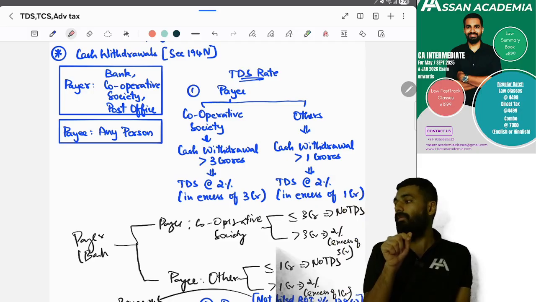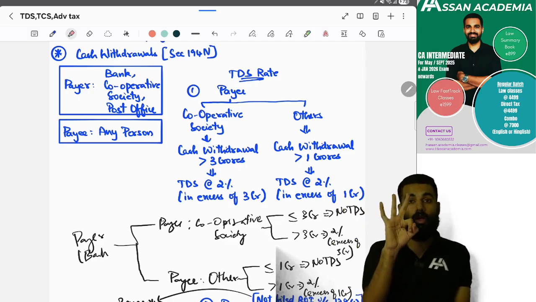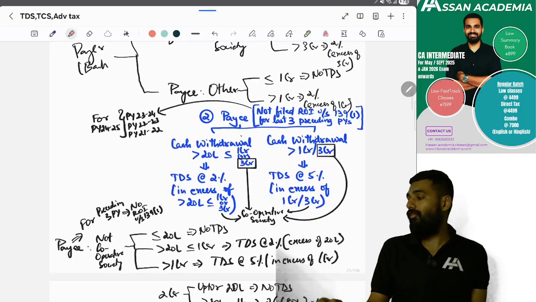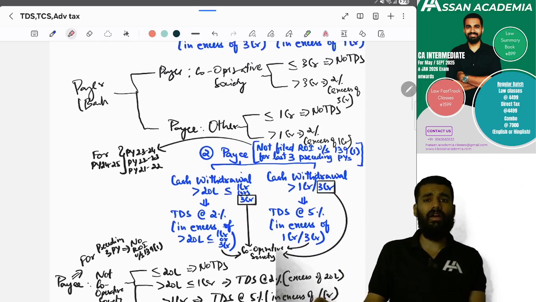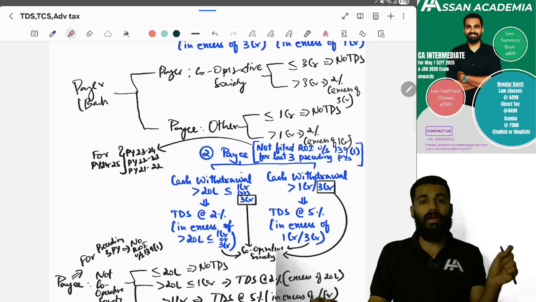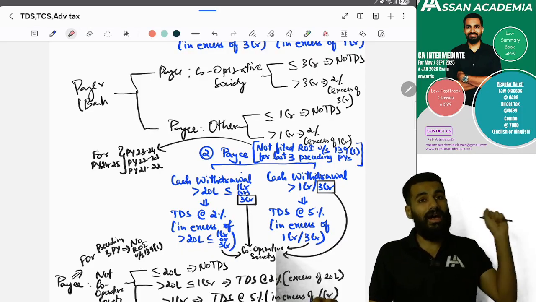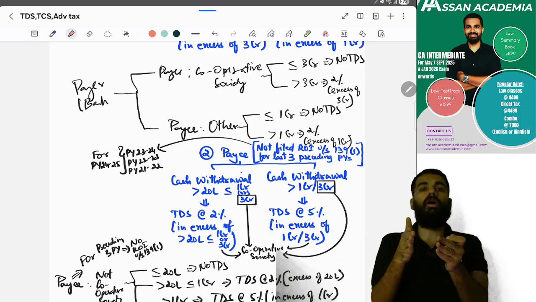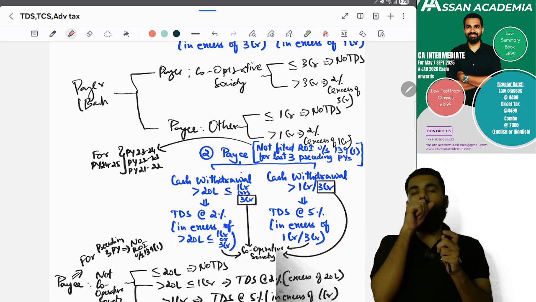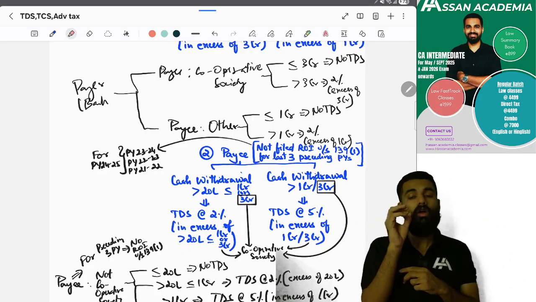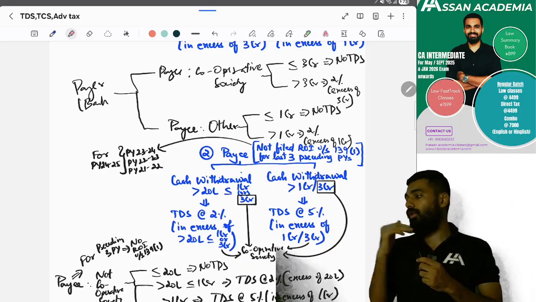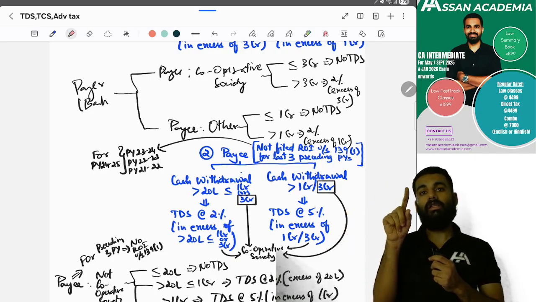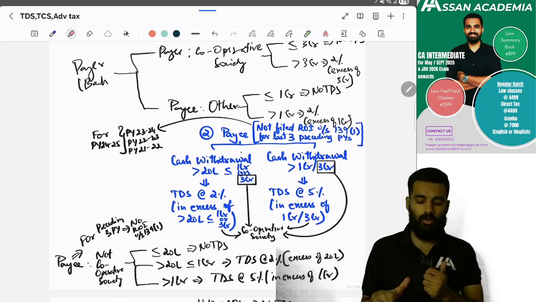But if the payee is a cooperative society, the limit is not 1 crore, the limit is 3 crores. Yes or no? Yes. And if the payee has not filed return of income for the last 3 previous years, then up to 20 lakhs, no problem. More than 20 lakhs, up to 1 crore, 2%. More than 1 crore, it is 5%. But in case of a cooperative society, instead of 1 crore, it is 3 crores. Yes or no? Yes.